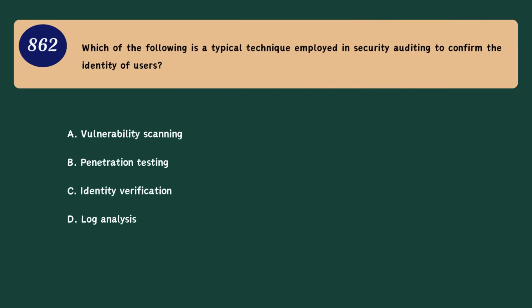Question 862. Which of the following is a typical technique employed in security auditing to confirm the identity of users? A. Vulnerability scanning. B. Penetration testing. C. Identity verification. D. Log analysis.